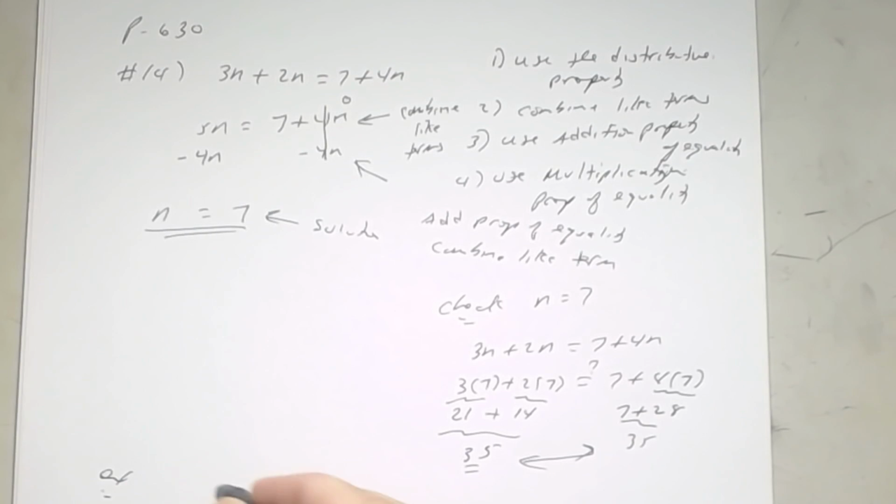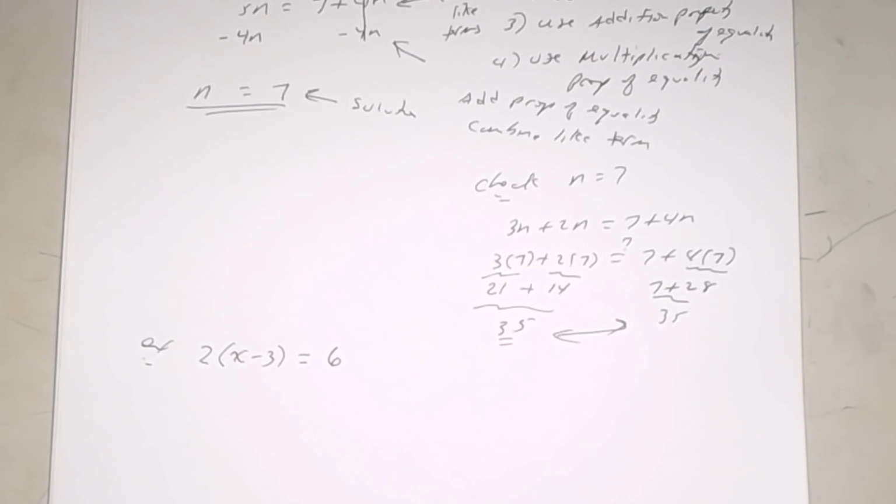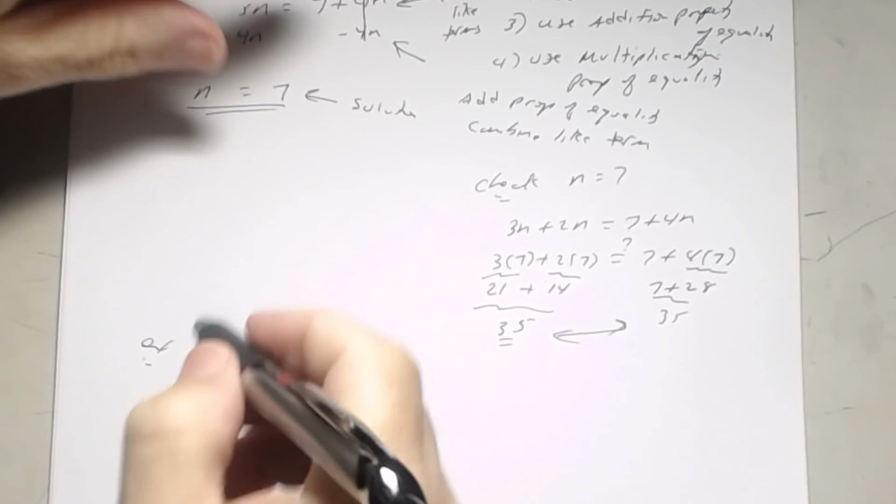Suppose I had 2 times x minus 3 equal, let's say, 6. 2 times x minus 3 equal 6. All right. So what do I need to do first? Use a distributive property. Okay. So I'm going to distribute this 2.